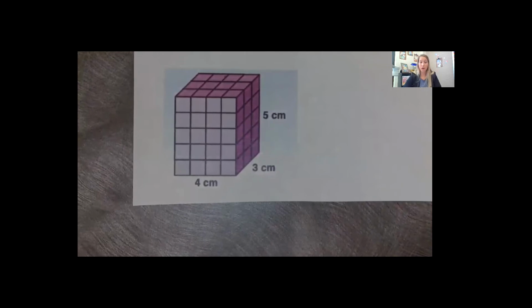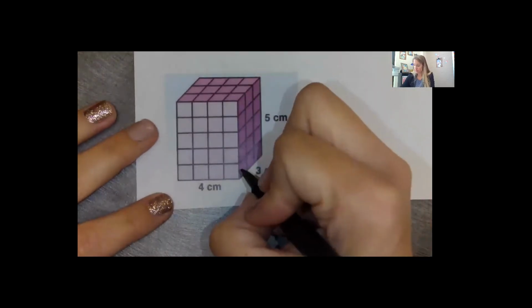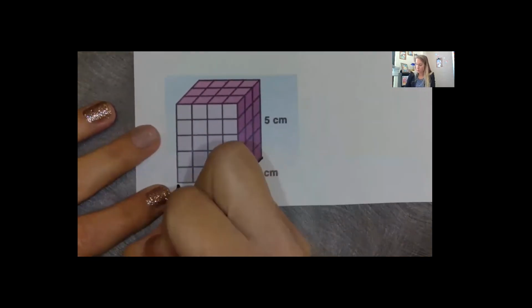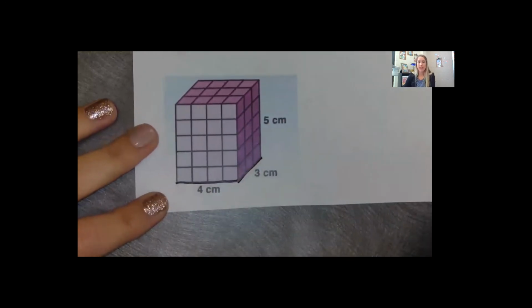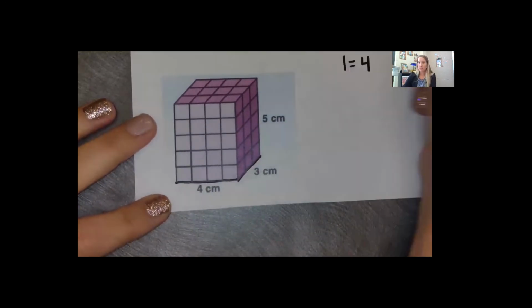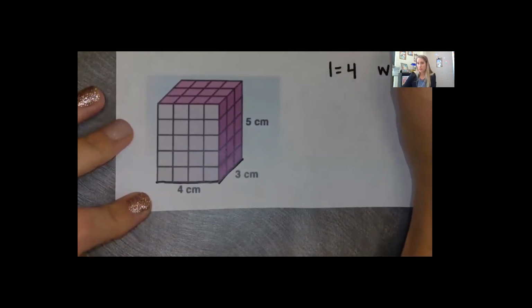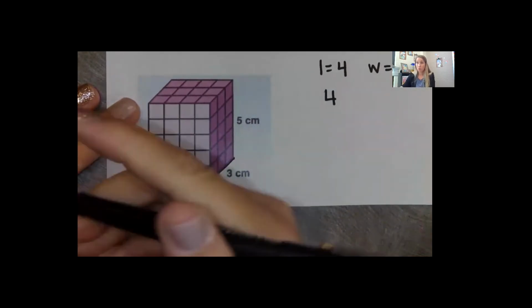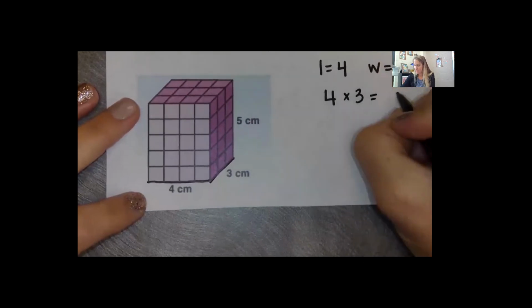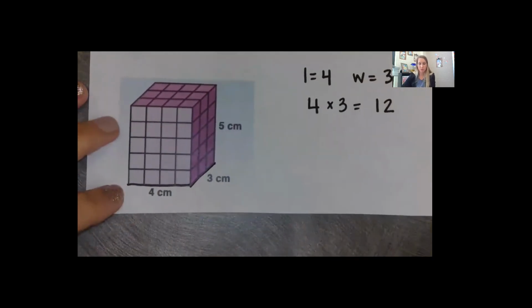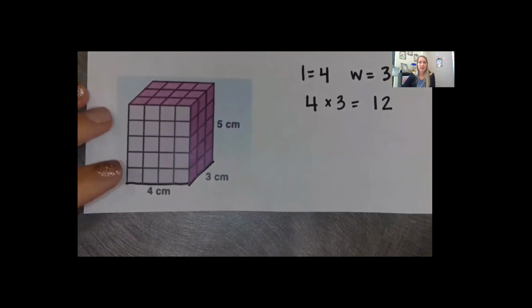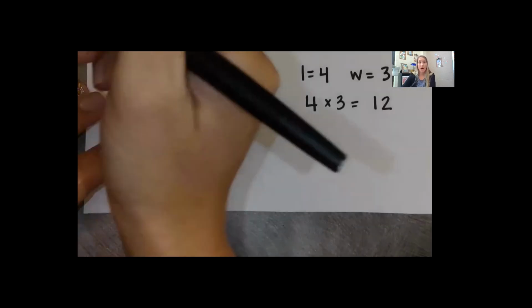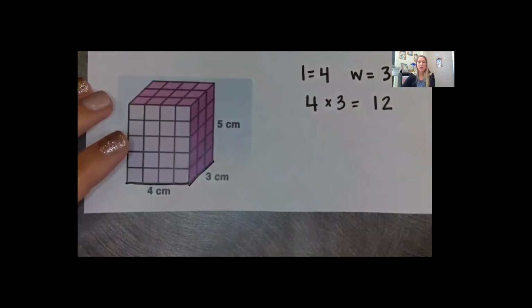You're right, there are 12 because there are 3 unit cubes back and 4 unit cubes from side to side. So we could say our length is 4, our width is 3, and so 4 cubes in 3 rows back gives us a base of 12 unit cubes. Now, what's the next step to finding the volume of the entire prism? That's right. We need to count the number of layers that make the height of this prism.